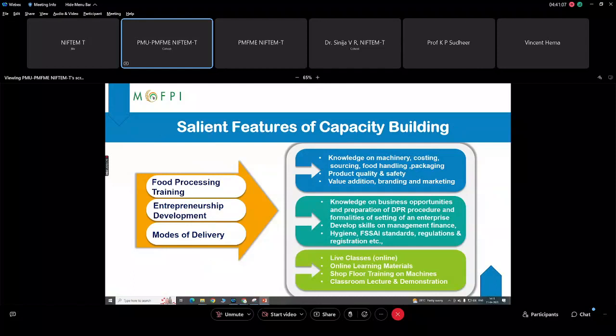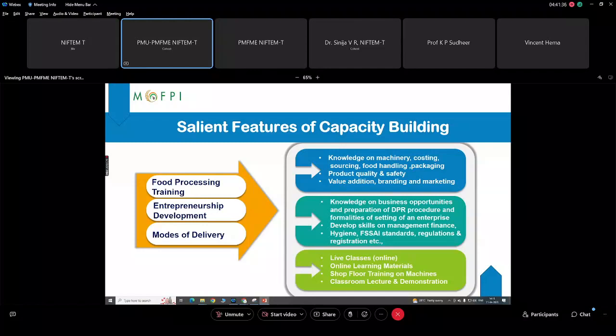we are conducting based on different categories. Individual micro food processing enterprises, those who have already applied under the scheme, are considered as category 1 beneficiaries. And category 2 beneficiaries are those who are interested in knowing further about the product in which they are operating, but not interested in applying for a grant or availing any financial assistance under the scheme. So they are considered as category 2 beneficiaries.